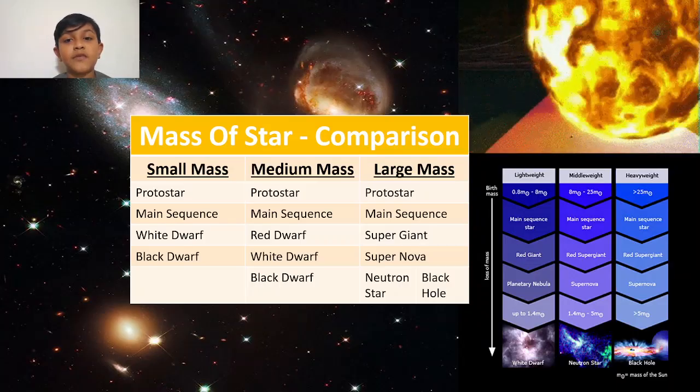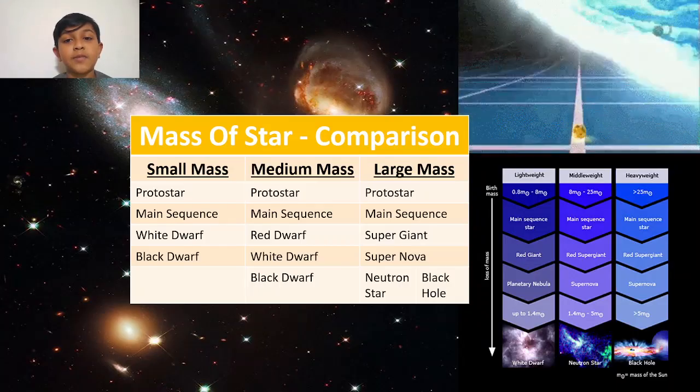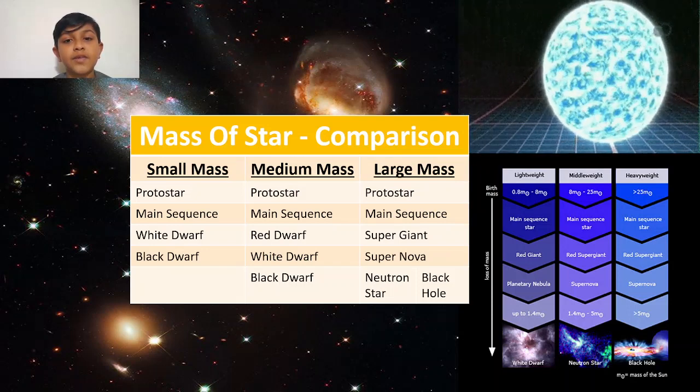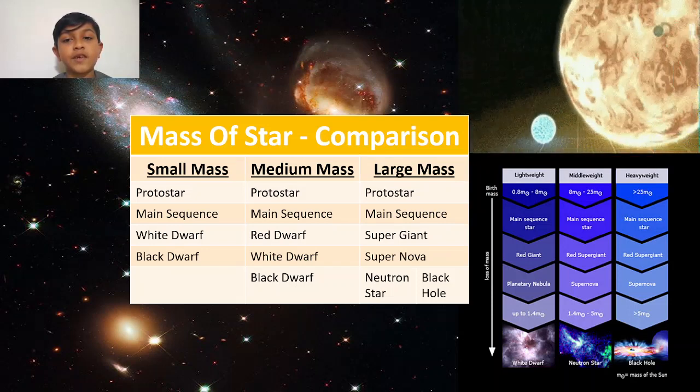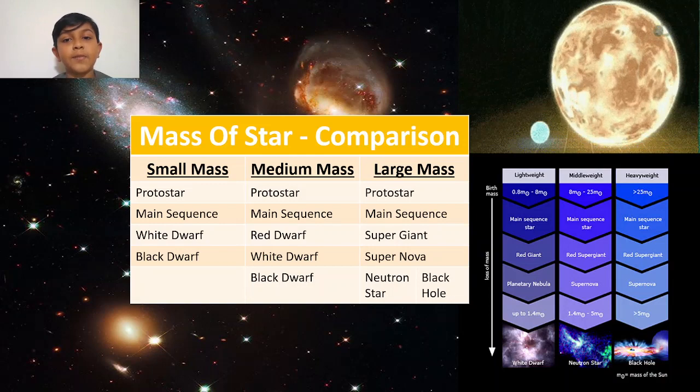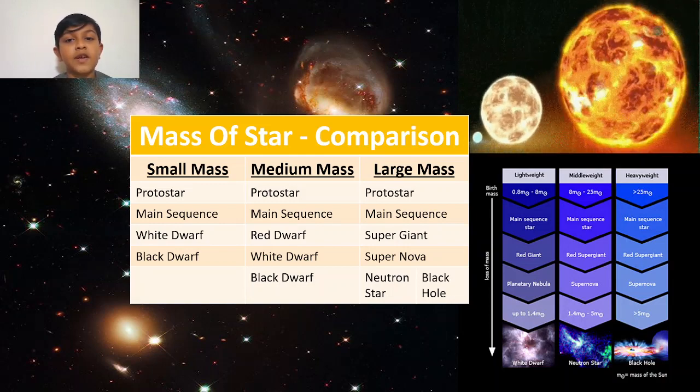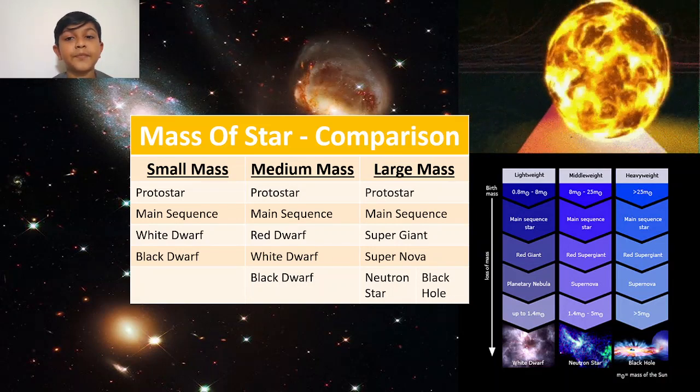A star's life cycle is determined by its mass. The larger its mass, the shorter its life cycle. There are two types of stars: average stars and massive stars.